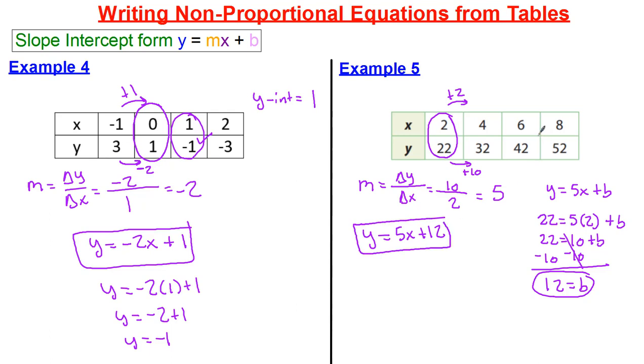Alright, and once again, let's just plug in a point to see if it's true. So y is equal to 5 times 6 plus 12. Y is equal to 30 plus 12. And then y is equal to 42. And sure is true. Okay? Alright, so that's basically it.